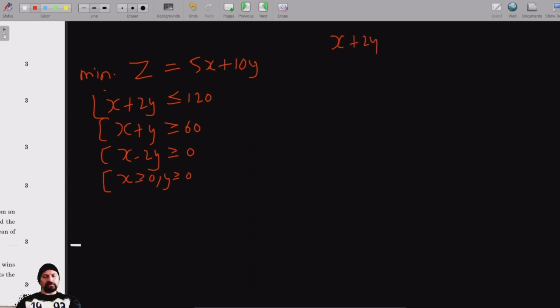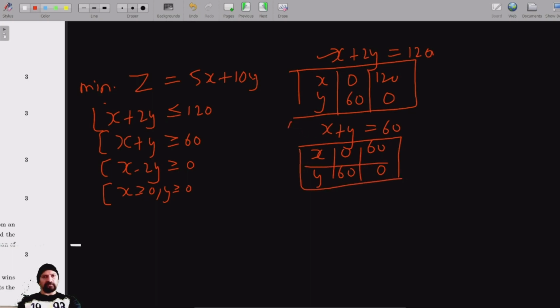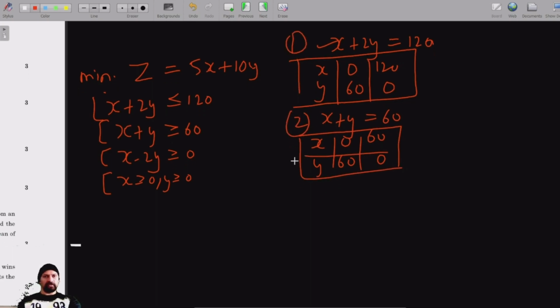So our first equation is x plus 2y is equal to 120, and let's get the coordinates. If x is equal to 0, that gives me y is equal to 60, and if y is equal to 0, that gives me x is equal to 120. So these are the coordinates of the first one. For the second one, it's x plus y is equal to 60. If x is equal to 0, y is 60, when y is 0, x is 60. So these are the two coordinates of the second equation.